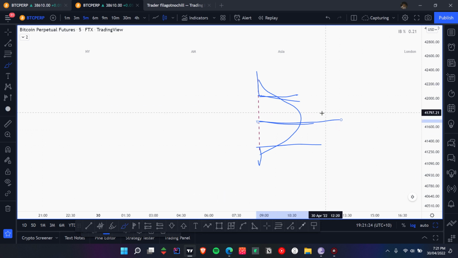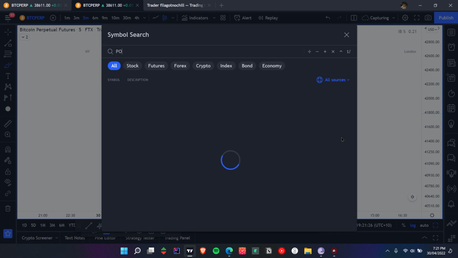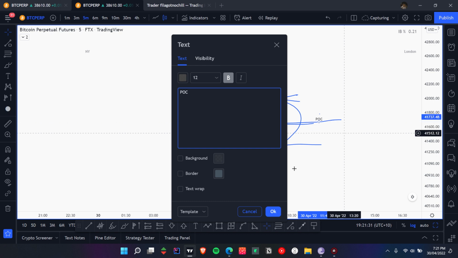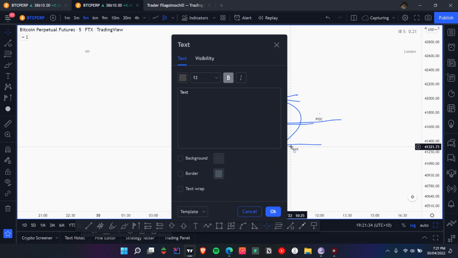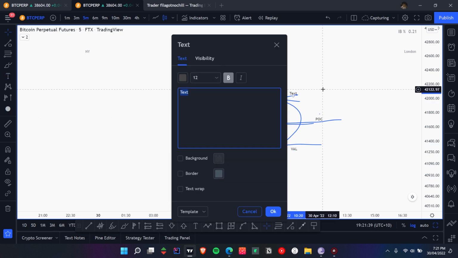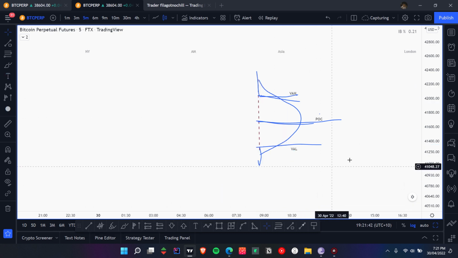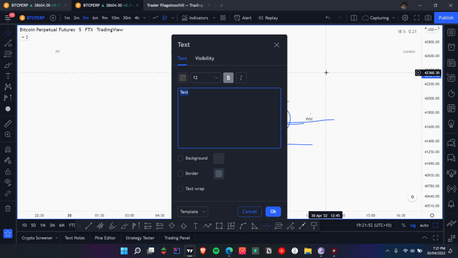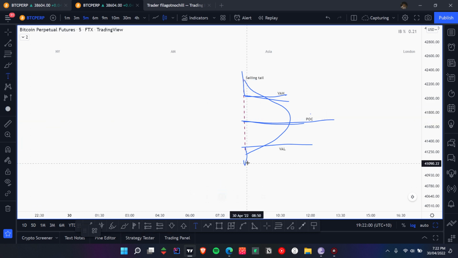Now if I write a text here, this is the POC, which is the point of control. This is the value area low. This is the value area high. Now, what's this? There would be the 25% zone. The 25% zone is what I call the selling tail, and this is what I call the buying tail.